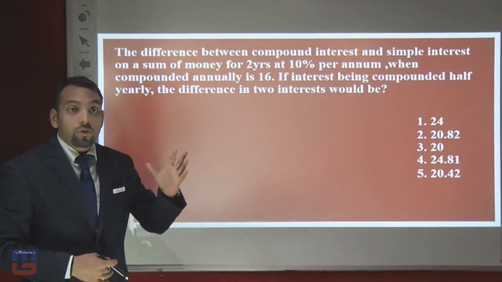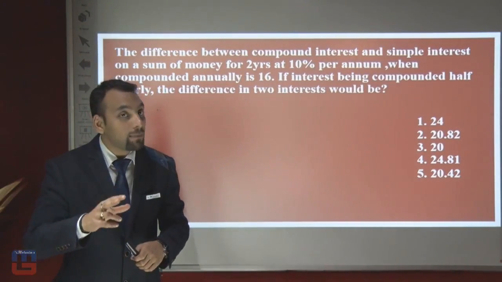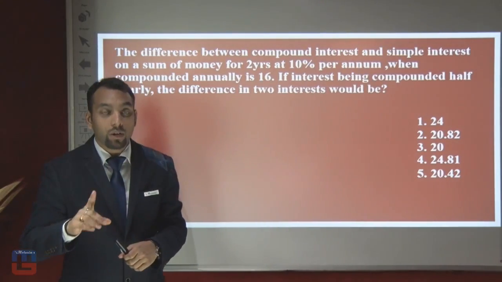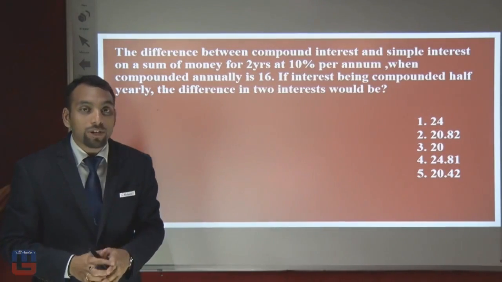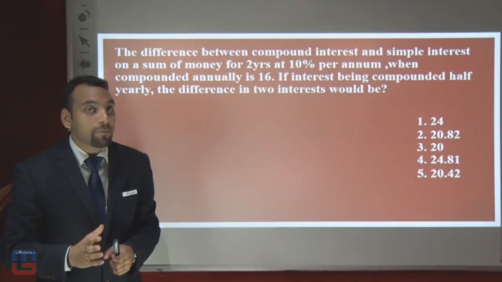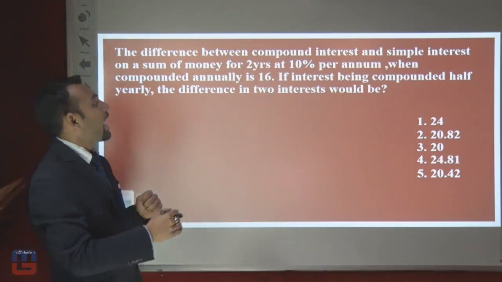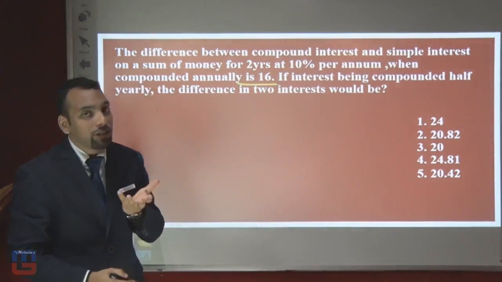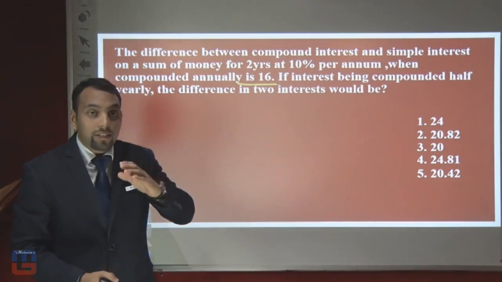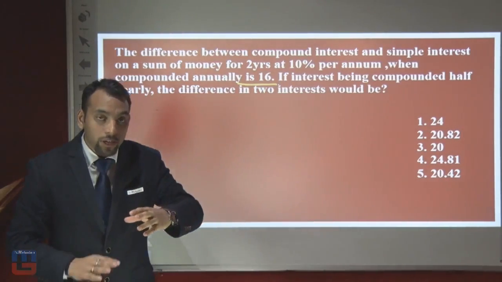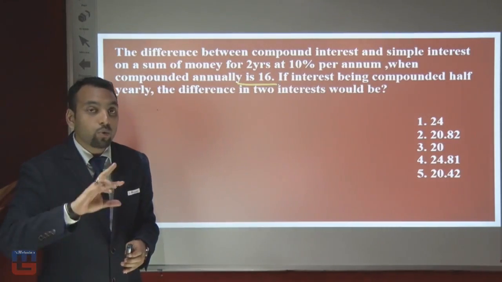Now, the next question, you can see here from compound interest, and this is a very important question, and many times this question has come in the examination as well. Now what is the question saying? The difference between compound interest and simple interest on a sum of money for 2 years at 10% per annum when compounded annually is 16, which means we have the difference of compound interest and simple interest for 2 years at 10% rate of interest, that is 16. And what we have to find: if the interest is compounded half yearly, then what will be the difference?